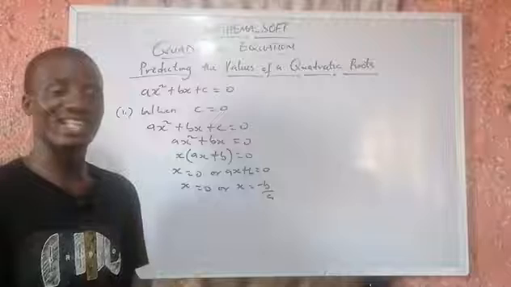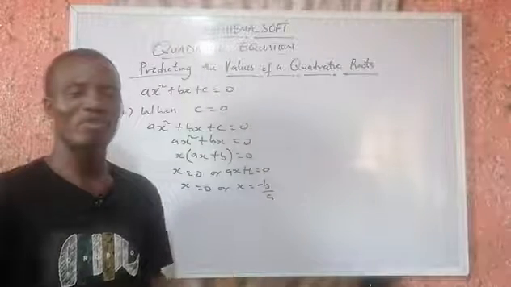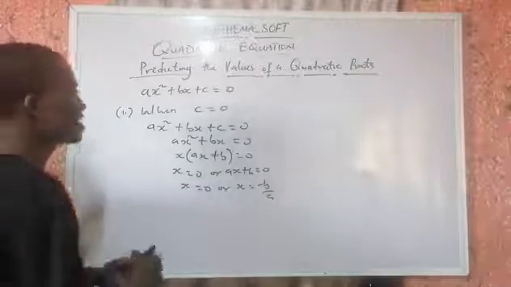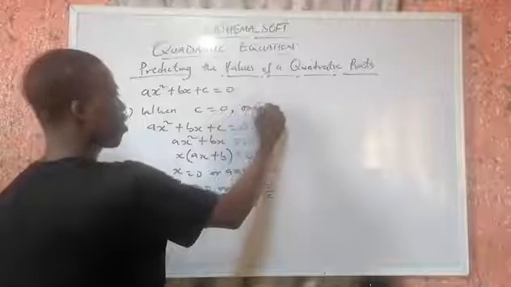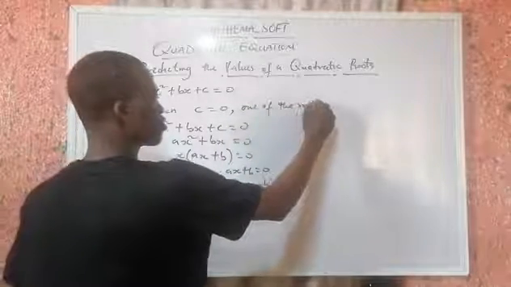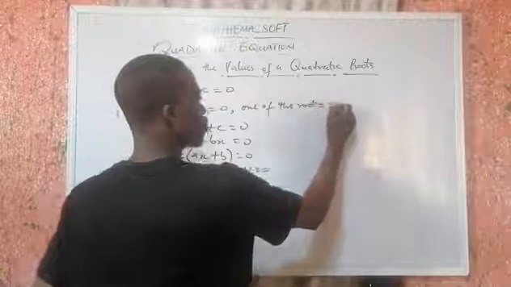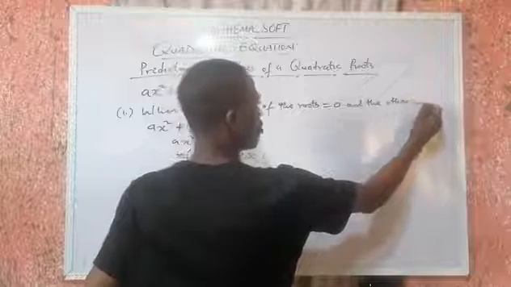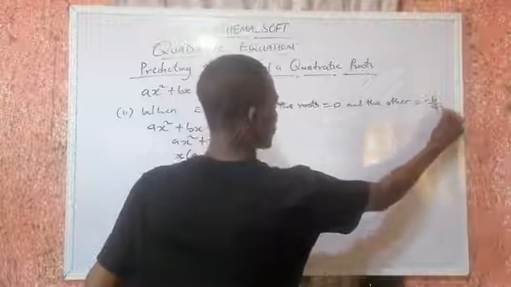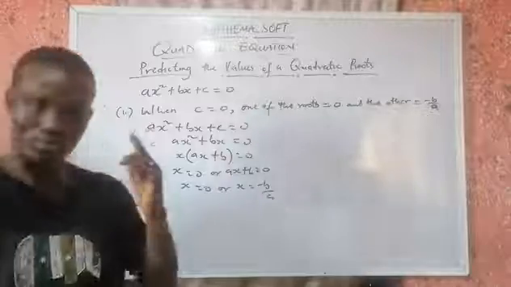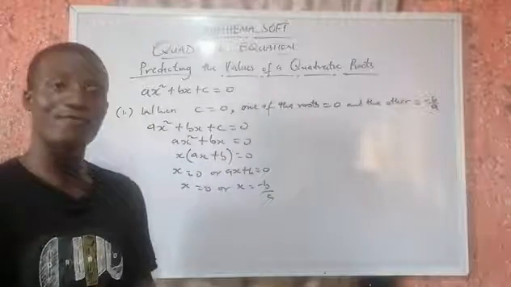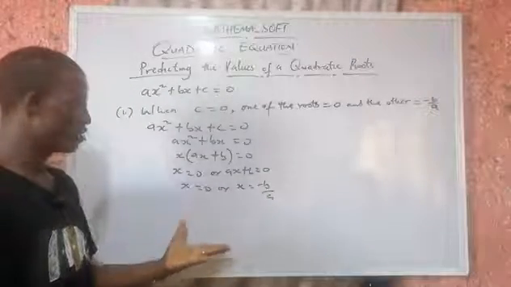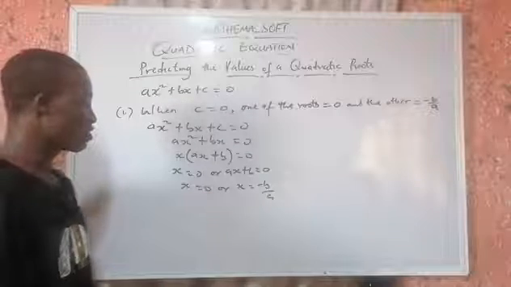This is what you can decide at a glance, especially when you're writing an examination, where you do not have to waste your time. So let's write this now. When c equals 0, one of the roots equals 0 and the other equals minus b over a. This is what you can easily put right here. And this is not just formed by merely guessing. I've actually shown you the proof. It means that one of the values will be 0.